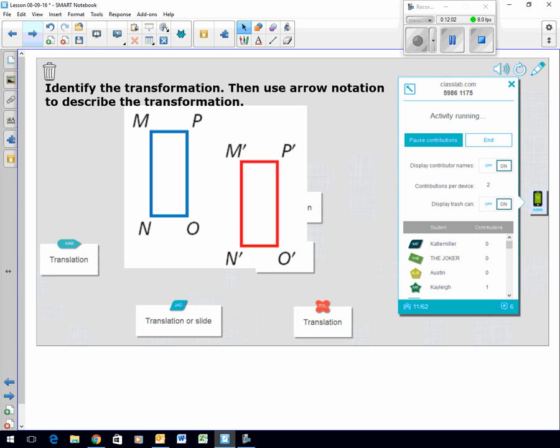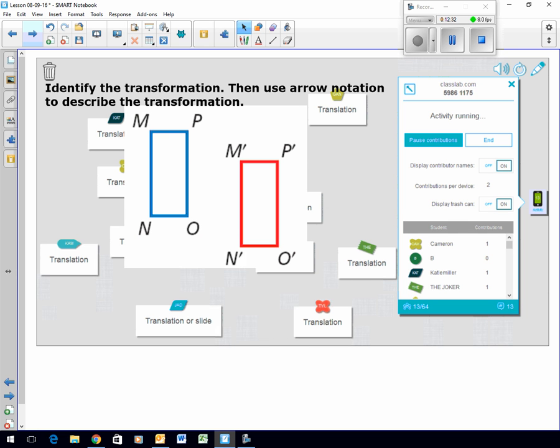It is a translation. What do translations do? They slide. Translation, or slide. Very good. Check it out. My figure from MLP slid what? To the right and then down, or down and to the right. Okay? It slid. It didn't rotate. It didn't reflect. It was merely sliding.